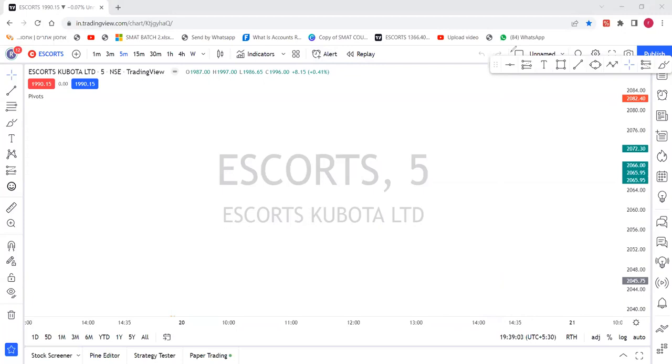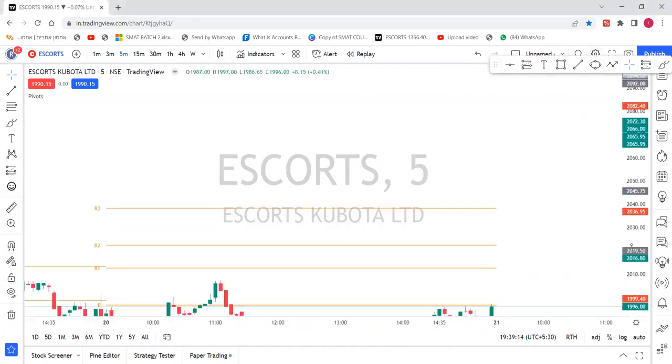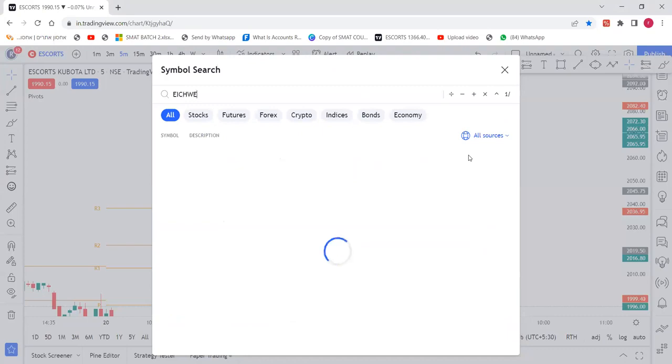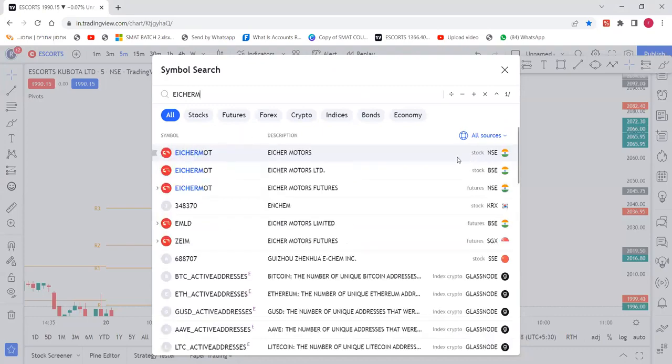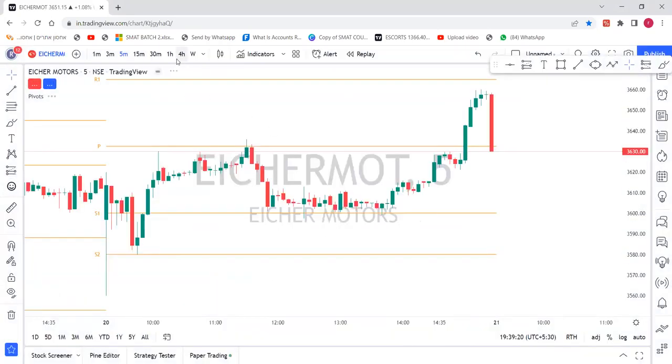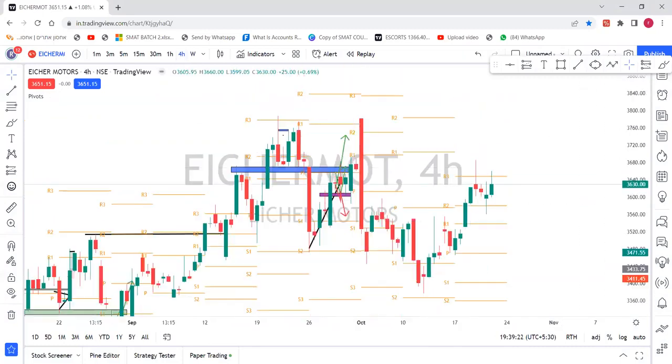Chalo, let's start the session without wasting much time. I guess yesterday 280 plus people were there, and today it is 220. Well, let's go for one stock, Eicher Motors. We'll see how it is performing.